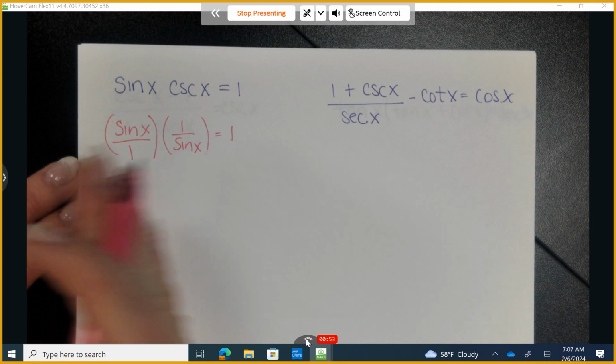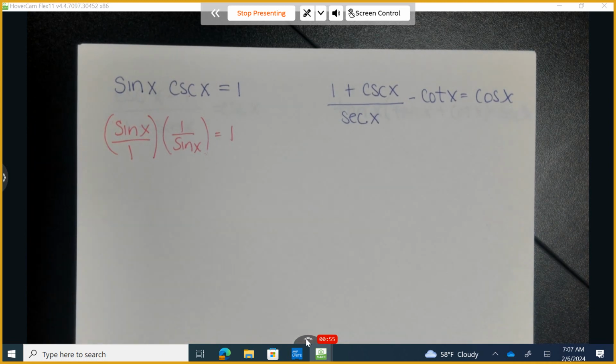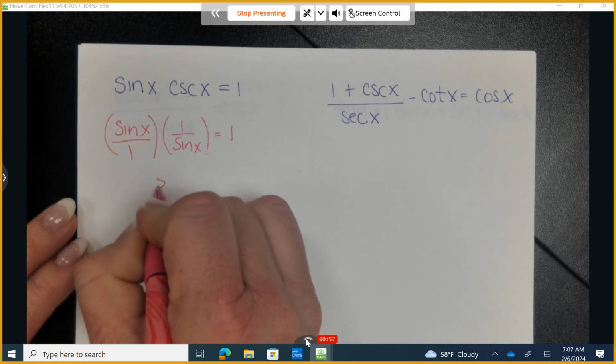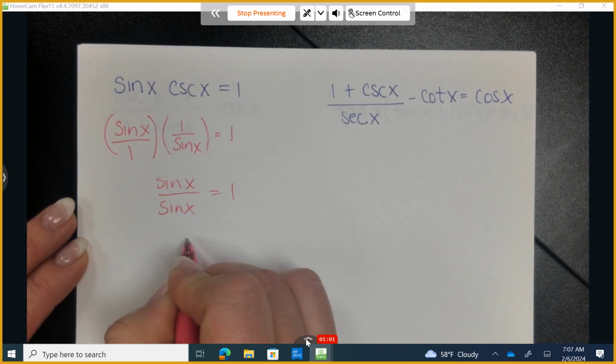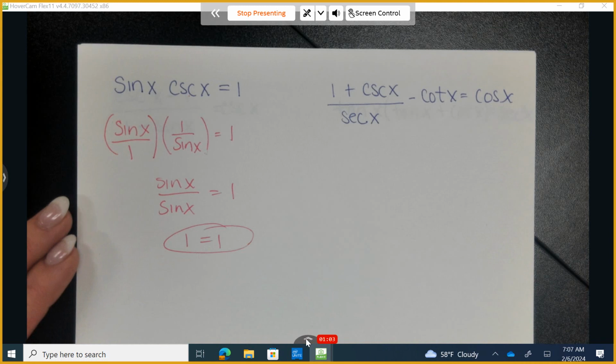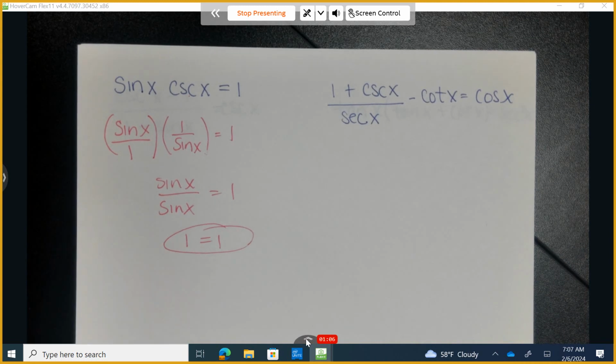In proving the left side equals the right side, I do need to show all steps. So when I multiply across, I have sine of x over sine of x. Sine of x divided by sine of x is 1. 1 equals 1. We just proved the left side equals the right side. Let's look at number 2.